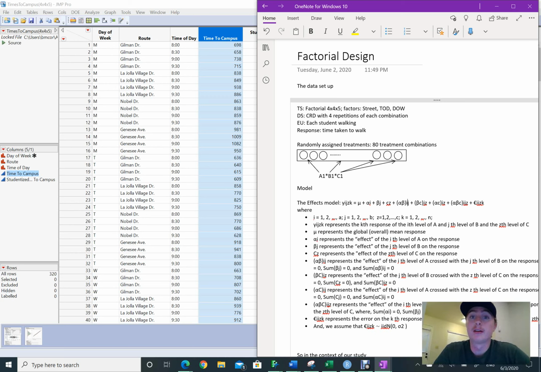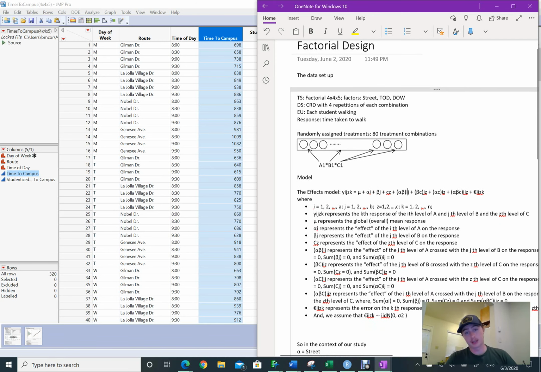Hey guys, today we're going to look at factorial design for three independent factors. So we have our data over here to the left, and it's just how long it took students to walk to campus with these different factors. It's a factorial 4 by 4 by 5 design with the factors being street, time of day, and day of week. It's a completely randomized design with 4 repetitions of each combination. The experimental units are the students walking, and the response is the time taken to walk to campus.